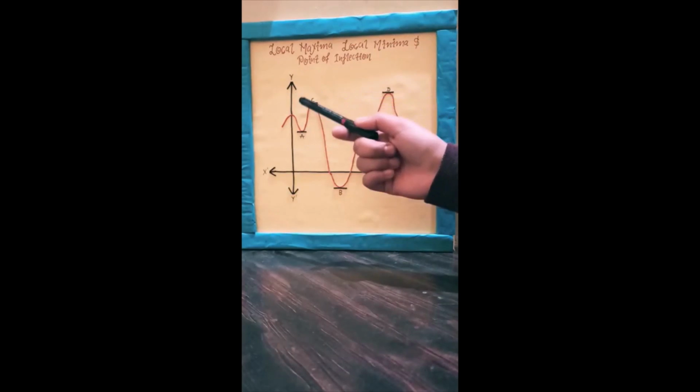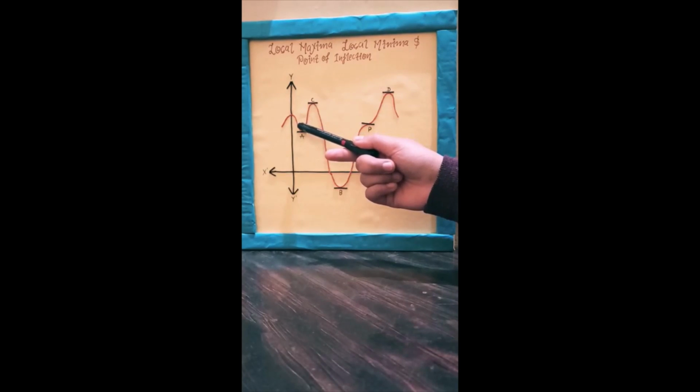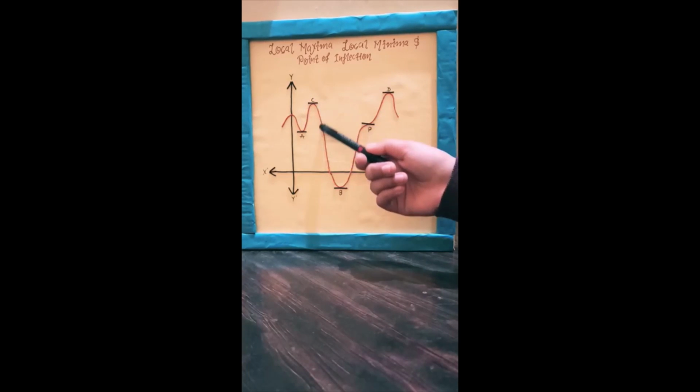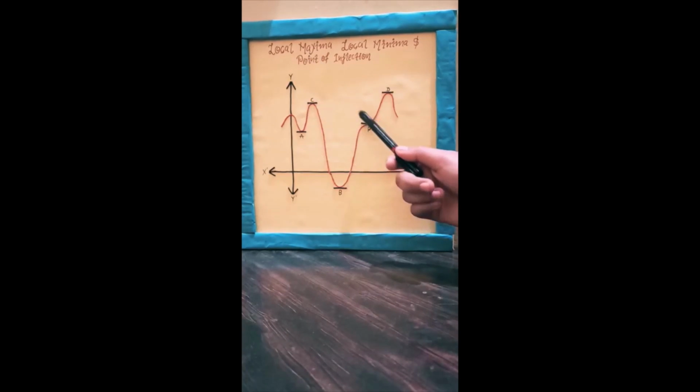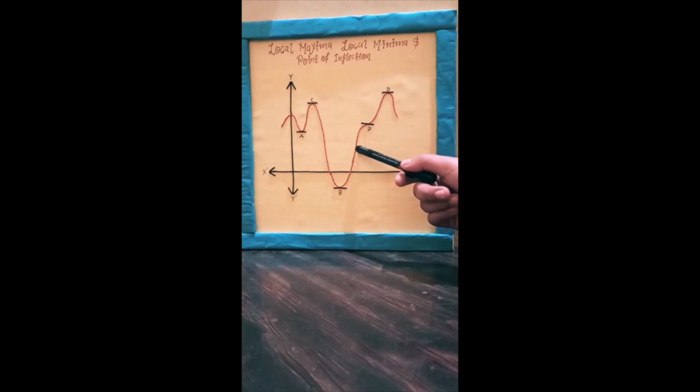And when we go through C and D, here the sign of the first derivative changes from positive to negative. That means this is the point of local maxima. But at the point P, it is neither the local minima nor the local maxima. This is the point of inflection because it cuts the curve. And here the sign doesn't change from negative to positive or positive to negative. Here the sign remains constant.